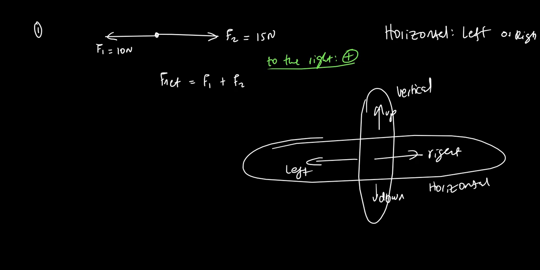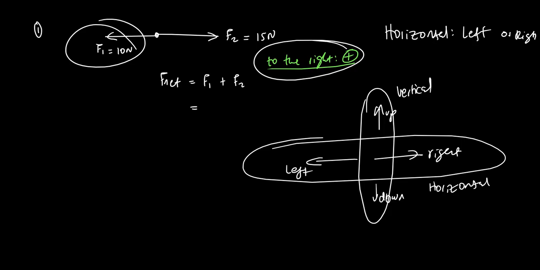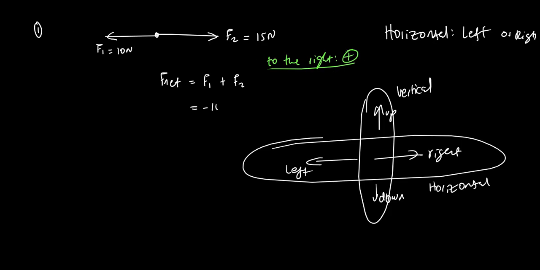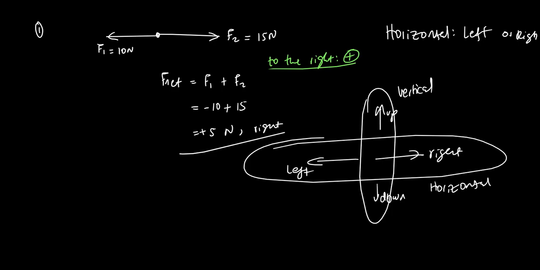So that means since F1 is acting to the left, and I've already said those that are acting to the right are positive, that means F1 must be negative, and then F2 must be positive. In that way, my answer is gonna be 5 newtons. However, the answer that I got is positive, which means that the F net is to the right. Is that okay? Okay, perfect.